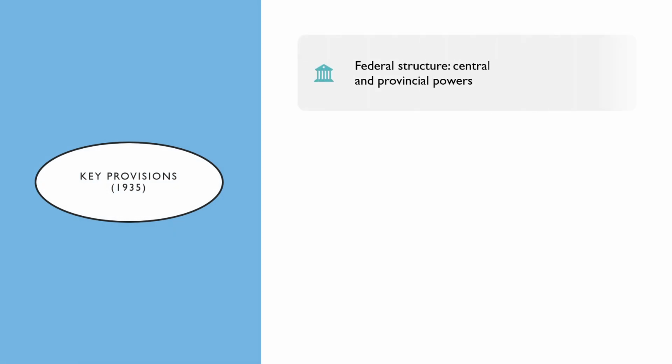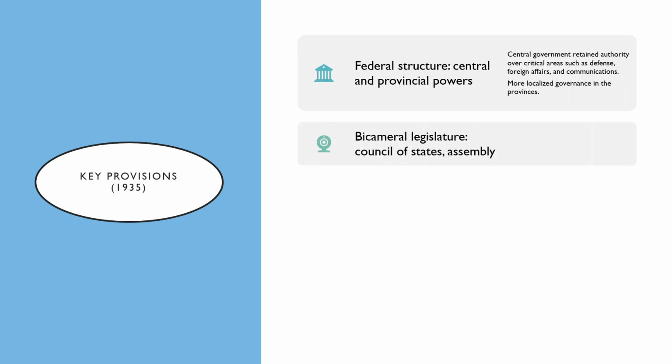First one is the federal structure. The Act introduced a federal system of governance delineating separate powers for the central government and the provinces. The central government retained authority over critical areas such as defense, foreign affairs, and communications. This federal structure was aimed at accommodating the diverse and vast nature of India, allowing for more localized governance in the provinces.